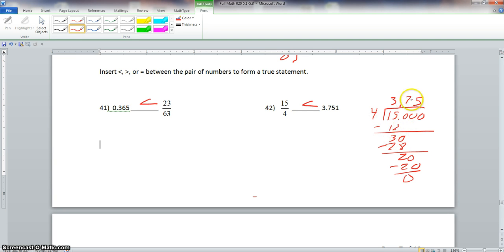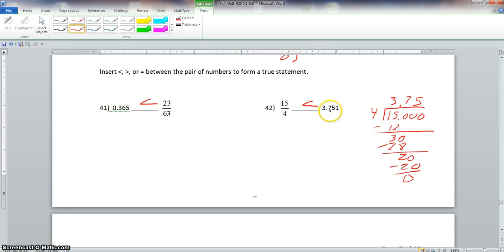4 goes into 30 7 times. 7 times 4 is 28. 30 minus 28 left us 2, and we brought down our 0. 4 goes into 20 5 times. 5 times 4 is 20. 20 minus 20 is 0. So we didn't need to go to the third place behind our decimal. So our answer here would be 3.75.